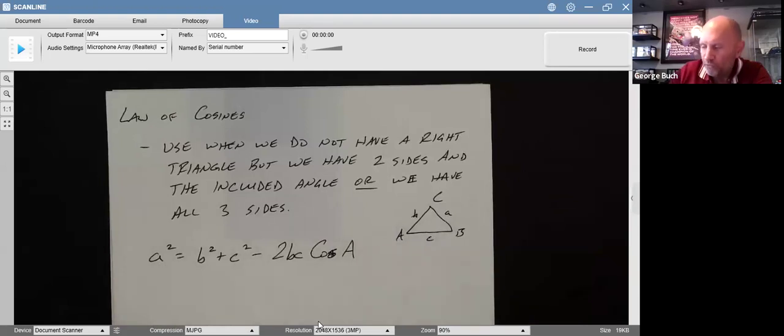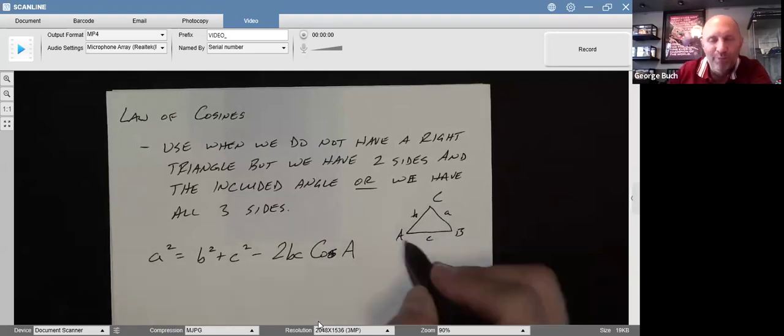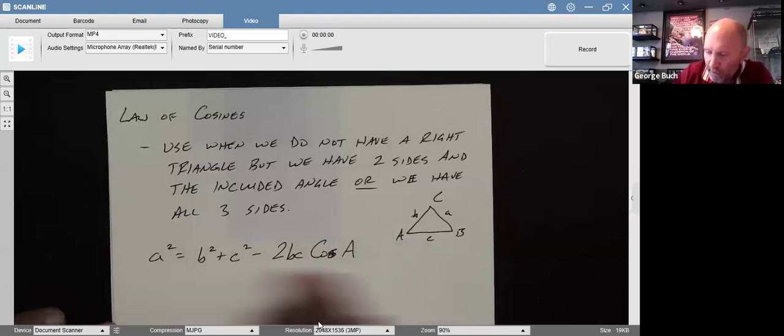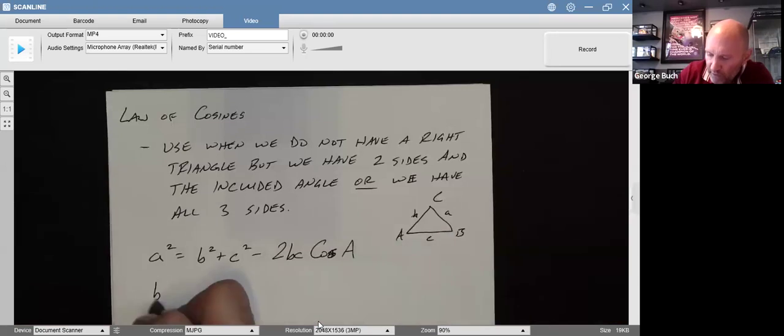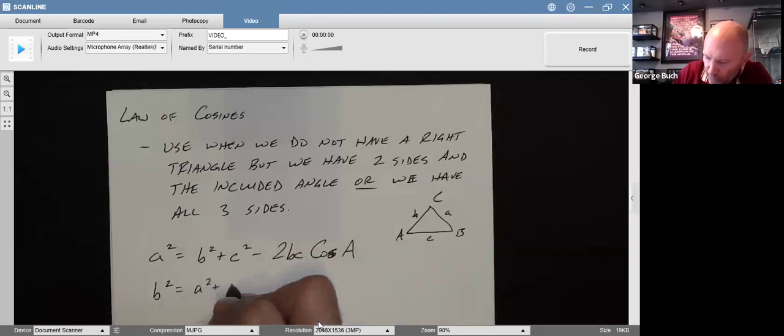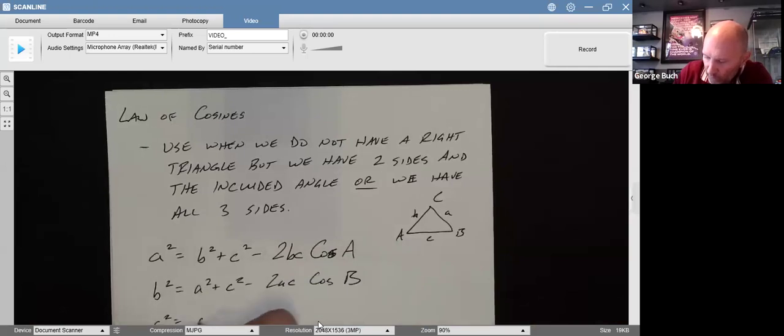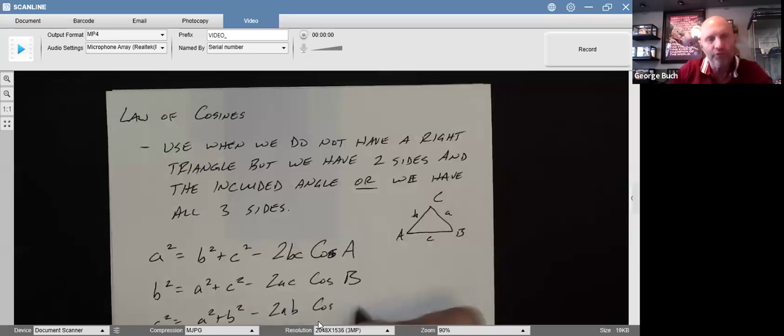Now, when I drew this triangle, I put A, B, and C here. But for the most part, they're arbitrary, right? What I call angle A, somebody might call angle B, or might call it angle X, XYZ, something like that. So this is the formula. We can write it out for all the individual ones. B squared is A squared plus C squared minus 2AC cosine of angle B, or C squared is A squared plus B squared minus 2AB cosine of C.